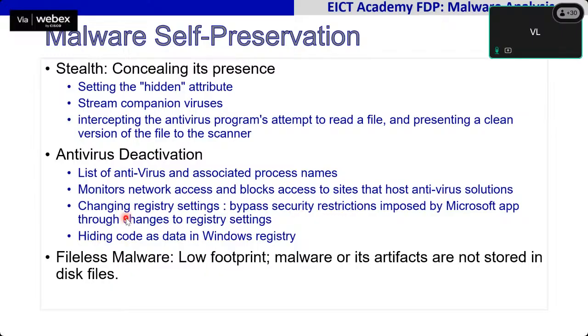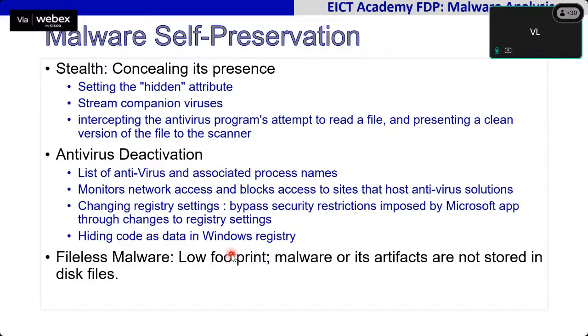Generally, malware will try to change the configuration of the data which is stored in the registry to bypass the security mechanism of some of the apps, for example, Word, Excel, etc. Or malware itself can hide its code in the Windows registry. So all these mechanisms can be used to ensure that malware remains beyond the reach of any antivirus software.